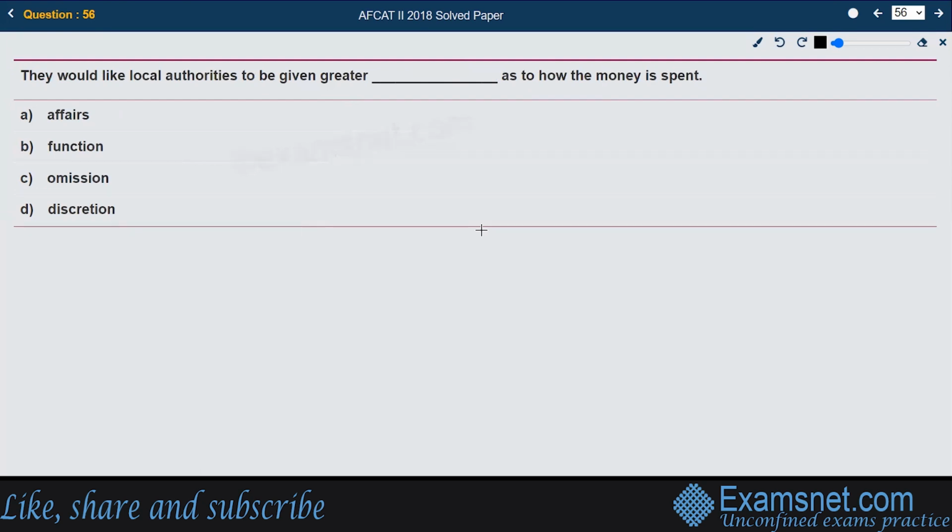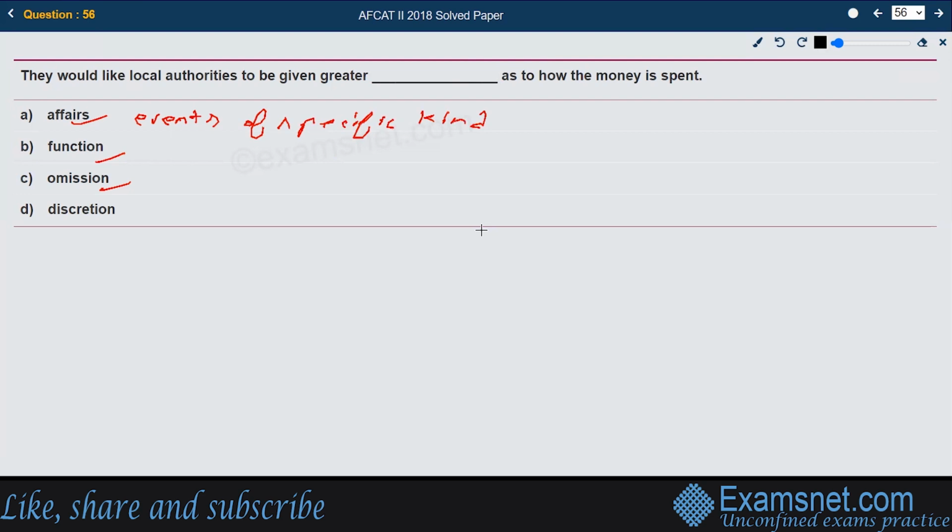They would like local authorities to be given greater dash as how the money is spent. Okay, so there has to be something given to them. So let us talk about the options: affairs, function, omission, and discretion. Affairs means events of specific kind, of specific nature.